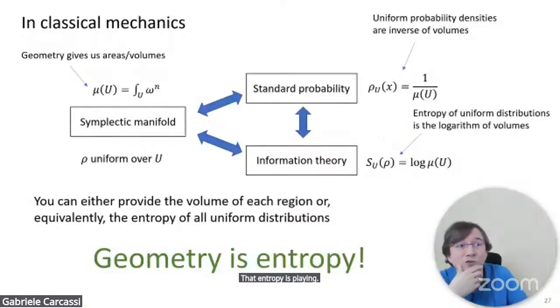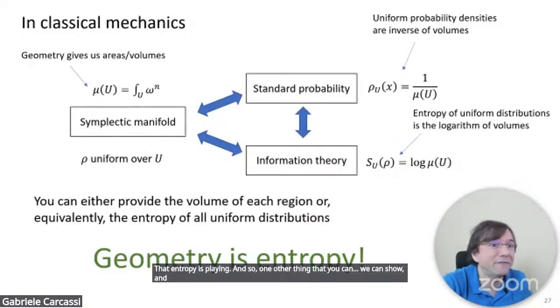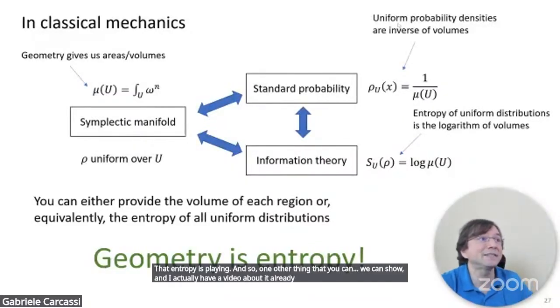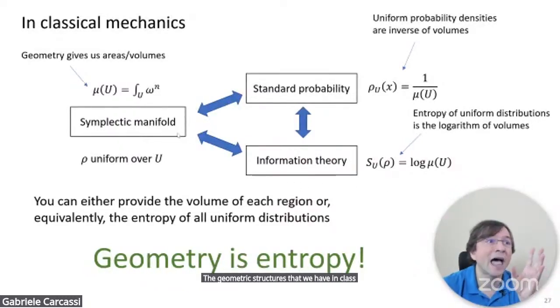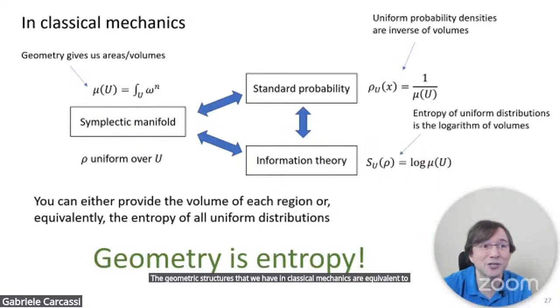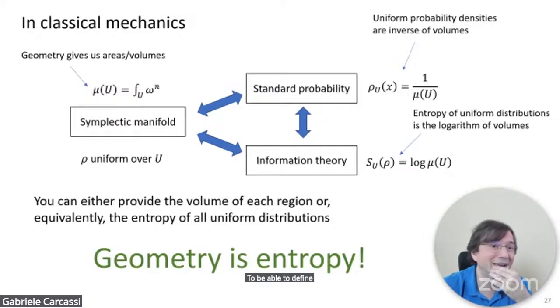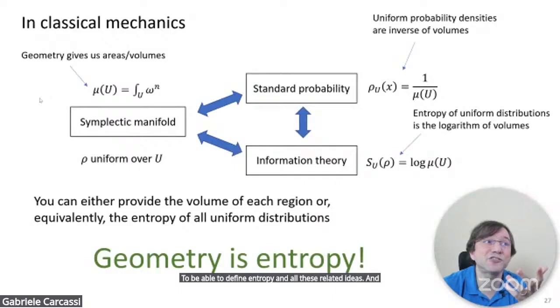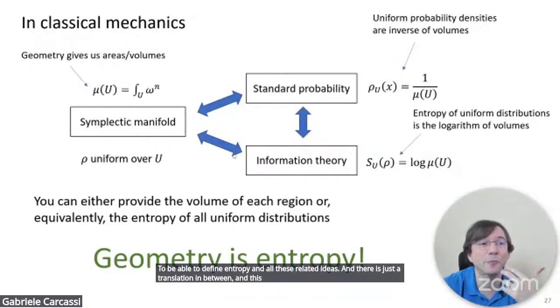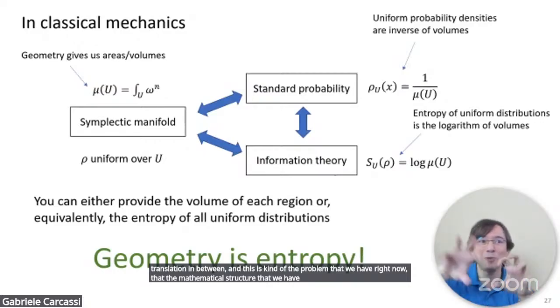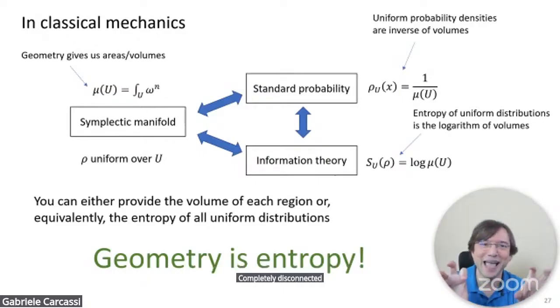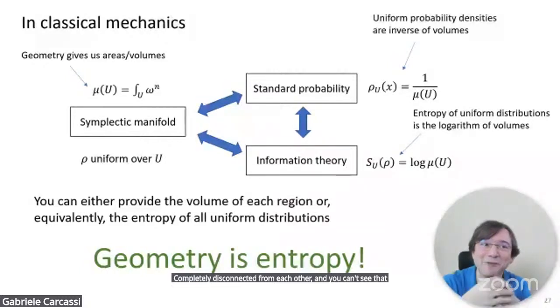One of the things that we can show, and I actually have a video about it already, is that the geometric structures that we have in classical mechanics are exactly equivalent to the structures that we need in information theory to define entropy and all these related ideas. There is just a translation in between. This is the problem that we have right now: the mathematical structures are sort of completely disconnected from each other, and you can't see that they're actually the same things.